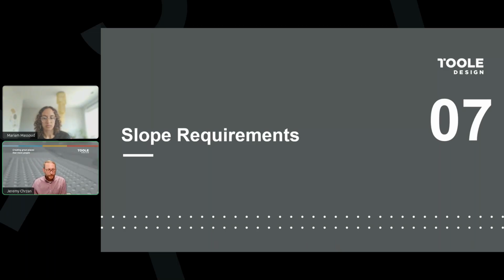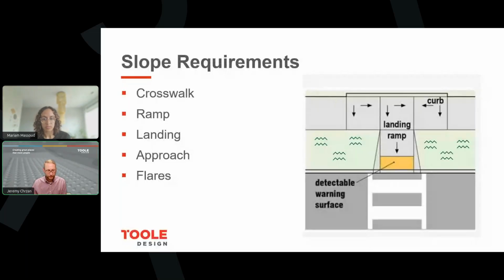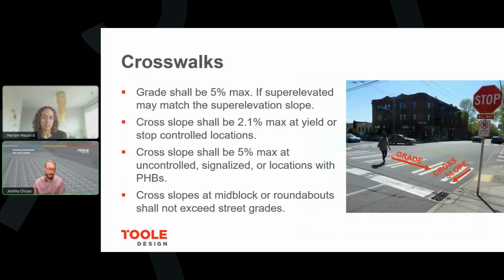All right, next we'll talk about slopes themselves and an understanding of what guidance we see in PROWAG and what guidance is in ODOT's guidance. That will include slope requirements for crosswalks, ramps, landings, the approaches, as well as flares. So first up is crosswalks.